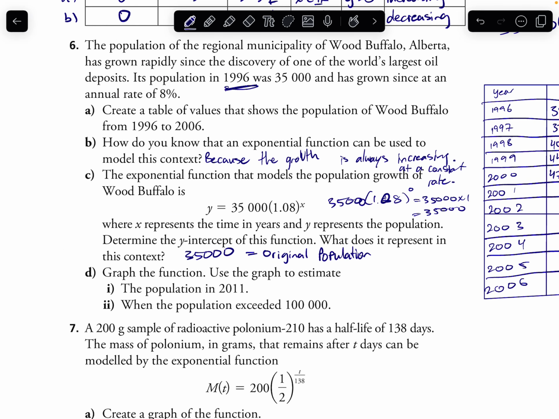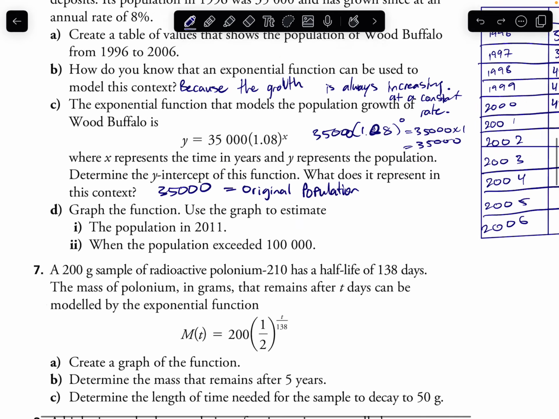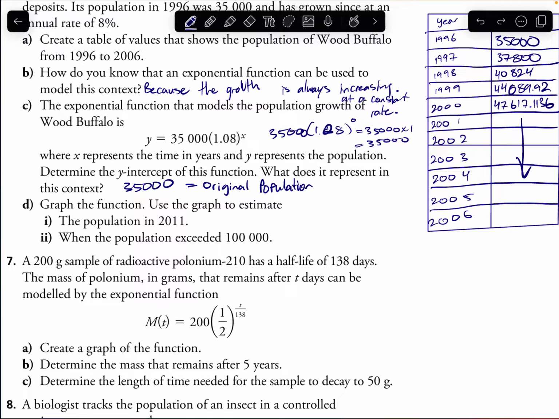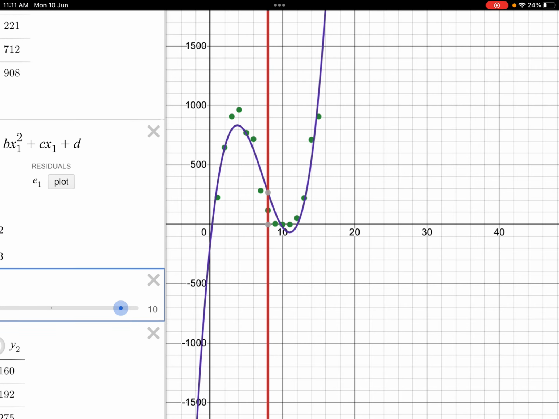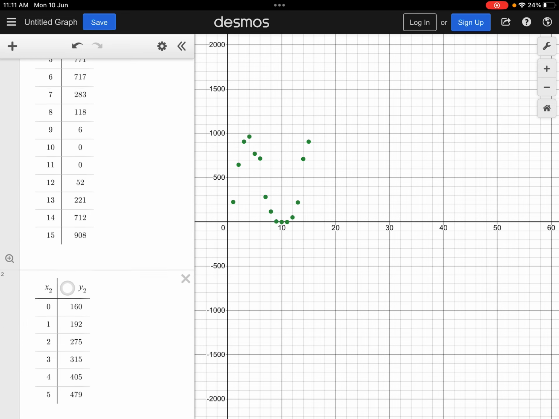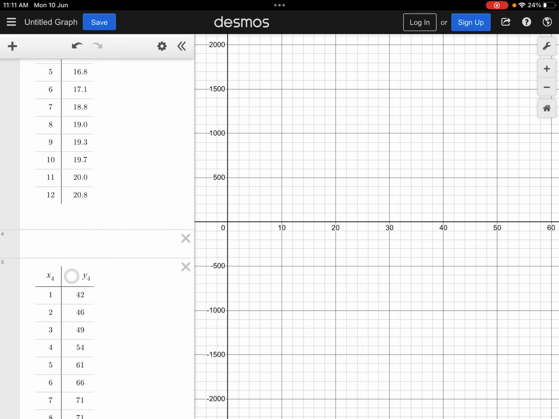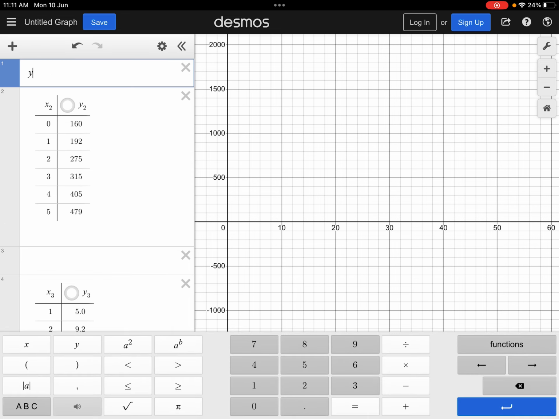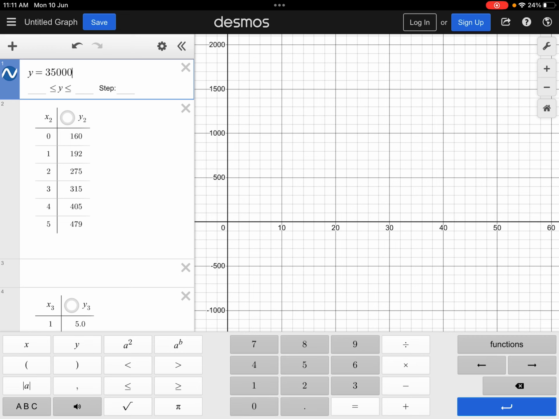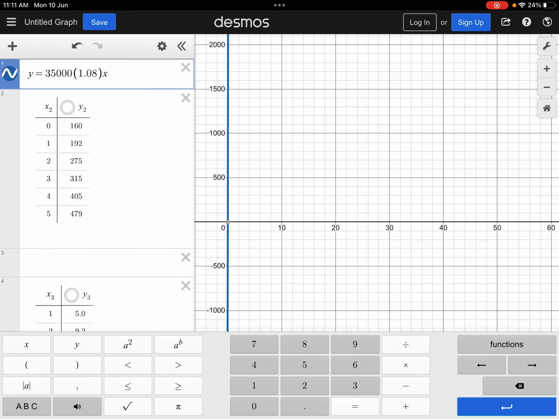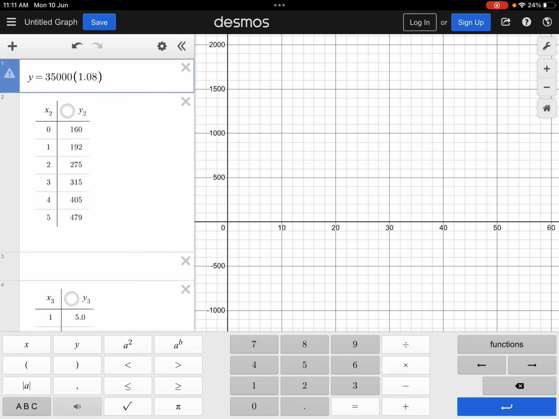Which we know is 1996. Graph the function. Use the graph to estimate the population in 2011. Okay, so y equals 35,000 times 1.08 to the power of x. I can get rid of all of these. Expression: y equals 35,000 times 1.08 to the power of x.